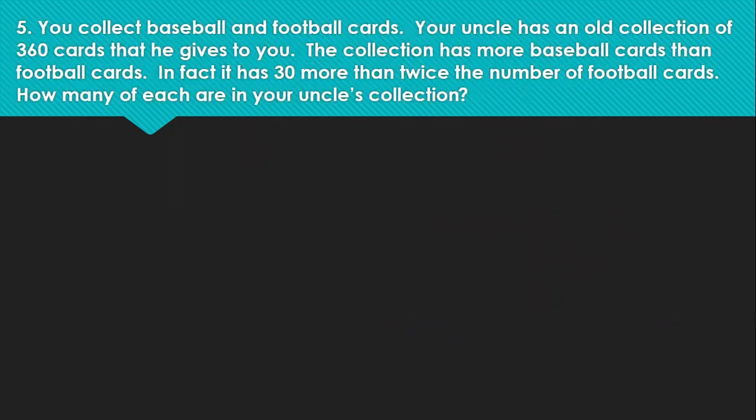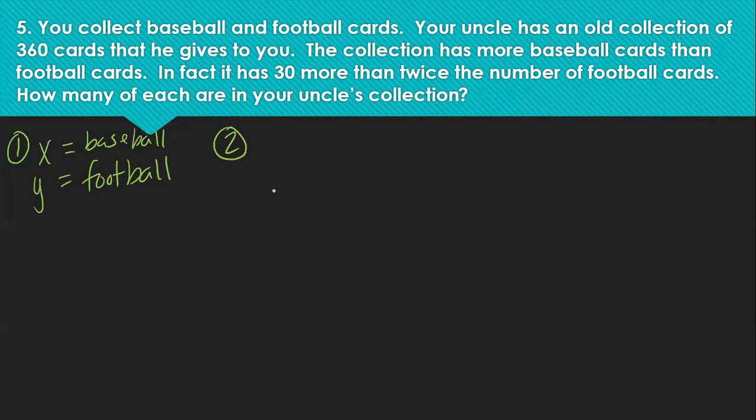Okay, so our last one. You collect baseball and football cards. Your uncle has an old collection of 360 cards that he gives to you. The collection has more baseball cards than football cards. In fact, it has 30 more than twice the number of football cards. How many of each are in your uncle's collection? So what are your variables? Baseball cards and football cards. So we have baseball and we have football. Easy enough? Okay.